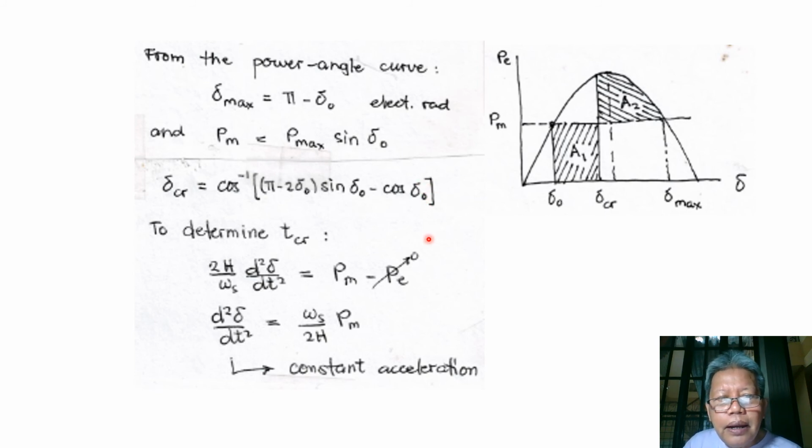And to determine the critical time TCR, we need to go back to our swing equation, where we have 2H over omega s times the second derivative of delta with respect to t equal to Pm minus Pe. Now Pe is equal to 0. So our equation then would be the second derivative of delta equal to omega s over 2H times Pm.